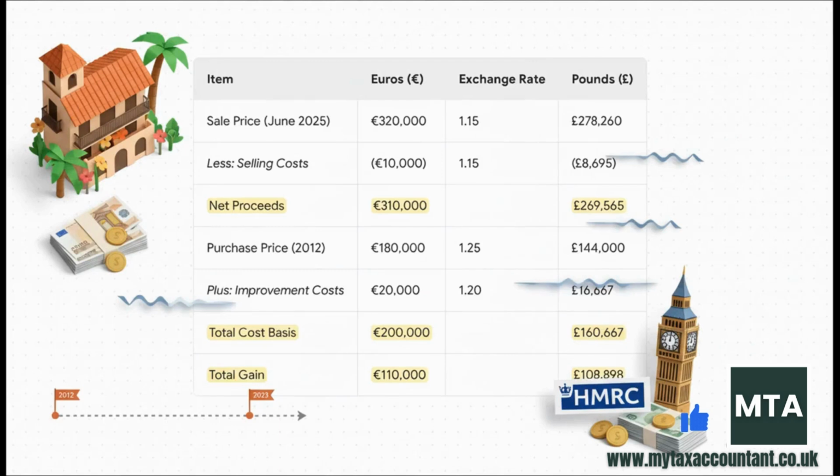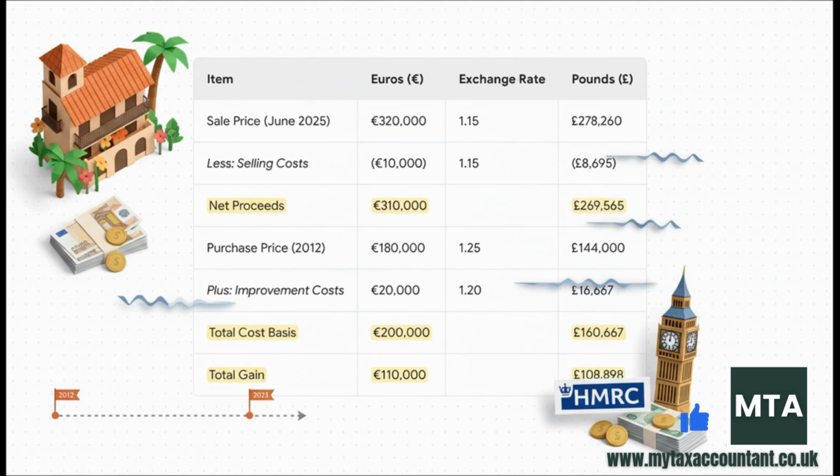Simple. Let's make this real. Meet Amira. She's just sold her lovely apartment in Spain. Now, follow along with the table. Her gain in euros is pretty straightforward, right? Sale price minus cost comes to a gain of 110,000 euros. Easy. But now, look at the right-hand column.